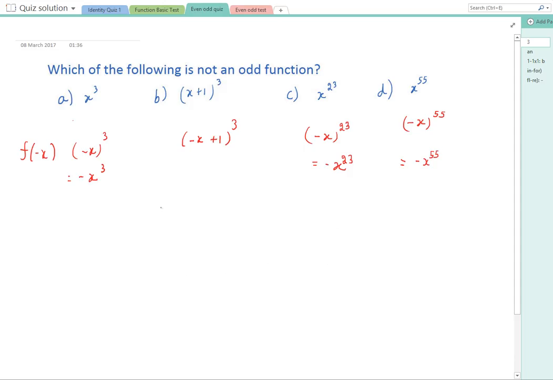The questions in this quiz are on even and odd functions, and most of them are fairly easy. I will start with the first one. The question asks which of the following functions is not an odd function.